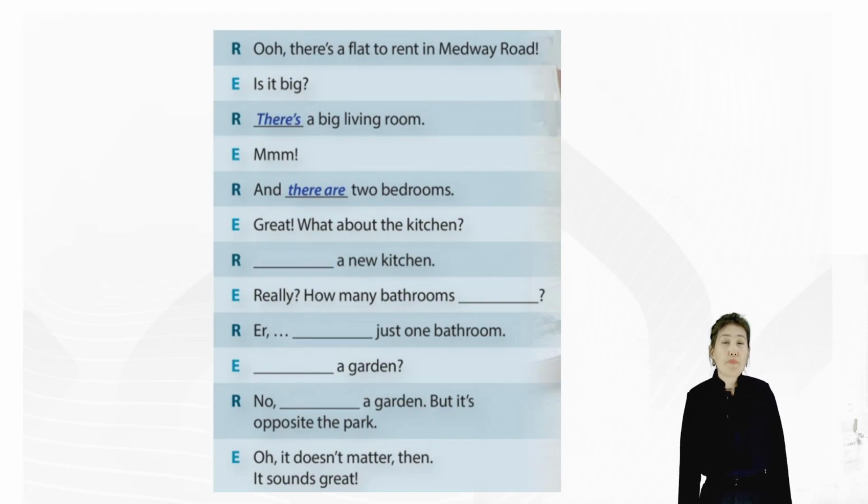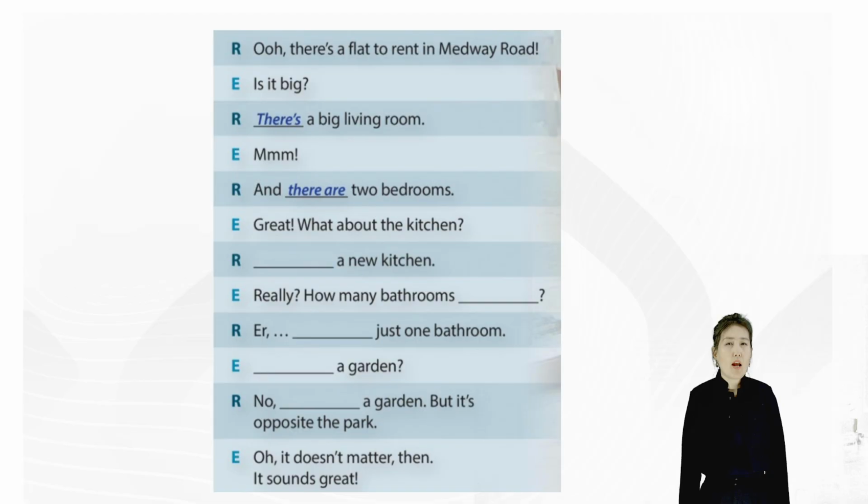Some is used in positive sentences when we talk about an unspecific quantity or number. It is often used in affirmative statements. For example, I have some friends in New York. Affirmative statements. Any is used in negative sentences and questions when we talk about an unspecified quantity or number. For example, I don't have any siblings. Negative statements. Do you have any plans for the weekend? Question.